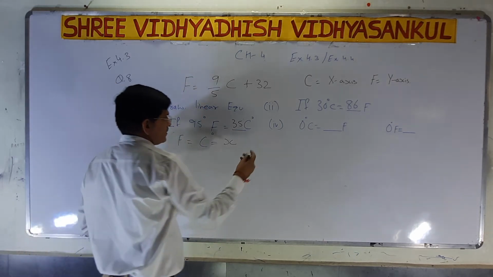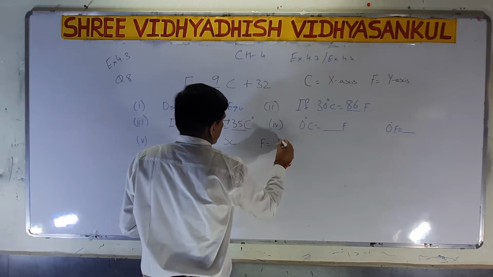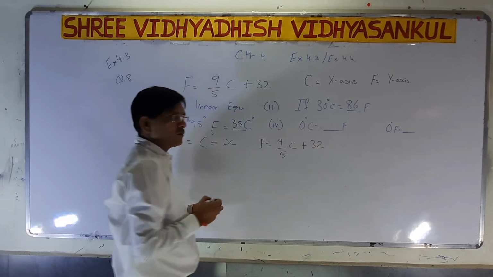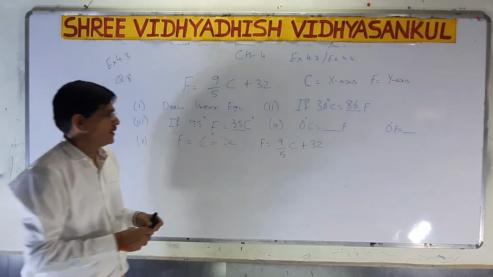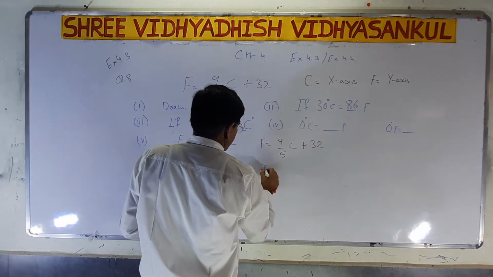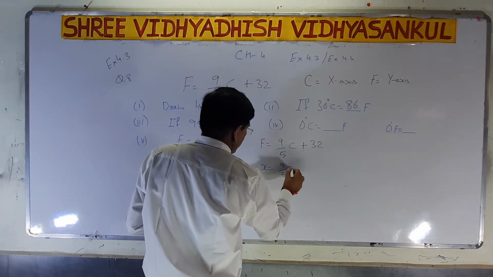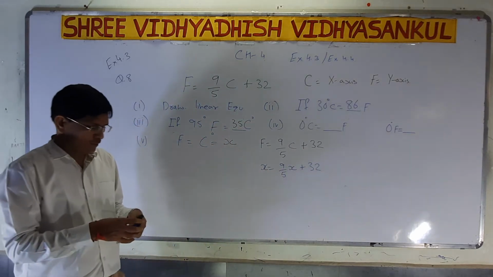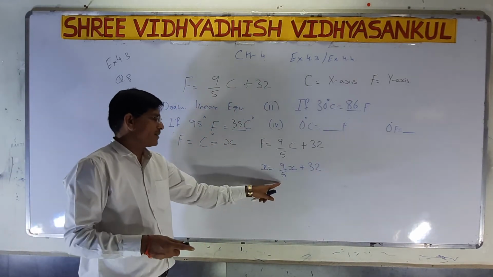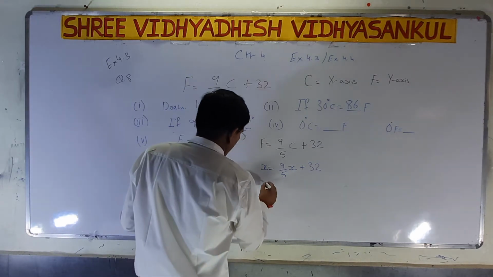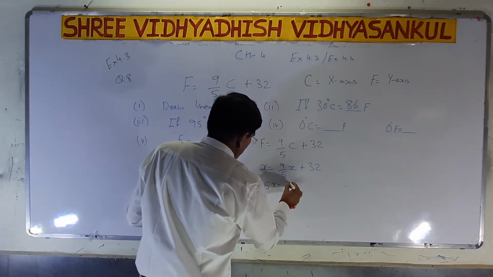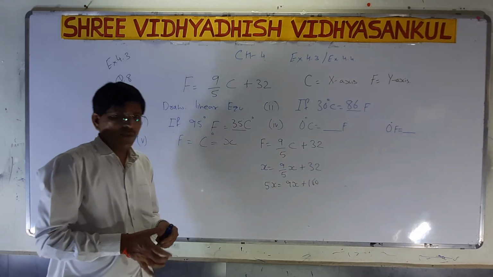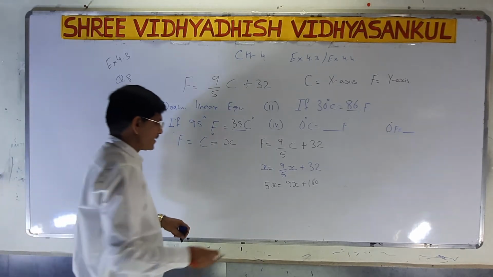In this equation, F is equal to 9 by 5 C plus 32. Now what I have to do? I have to put x. So x is equal to 9 by 5 x plus 32. Now what I have to do? I have to remove this 5. So 5 into x, that is 5x, is equal to 9x plus 160. Now 5x minus 9x.